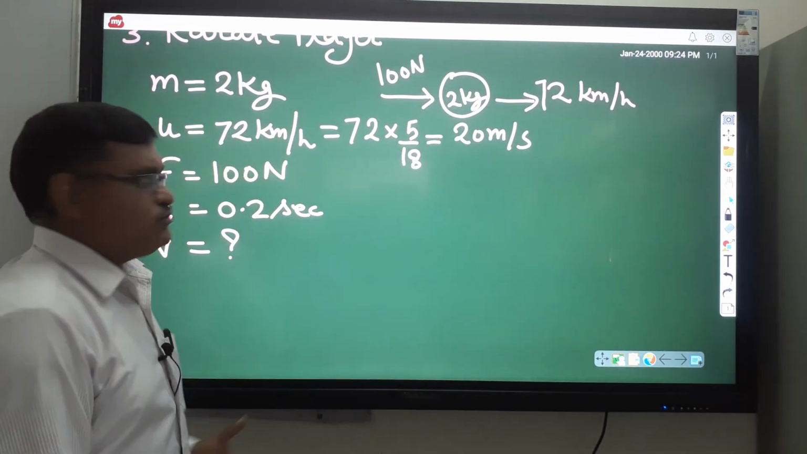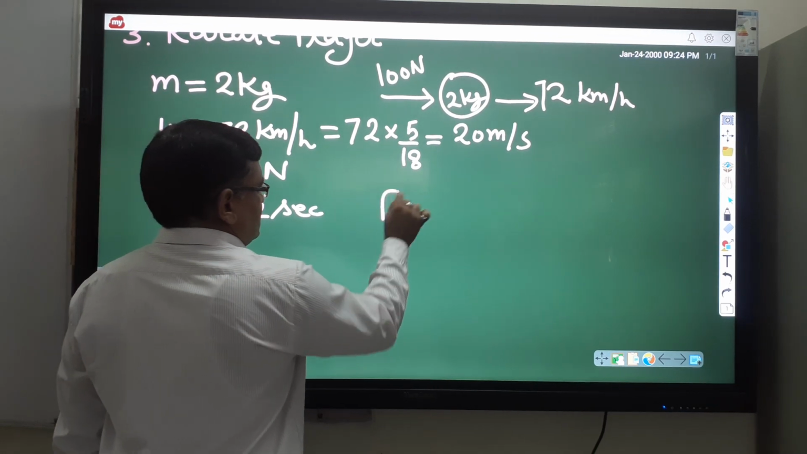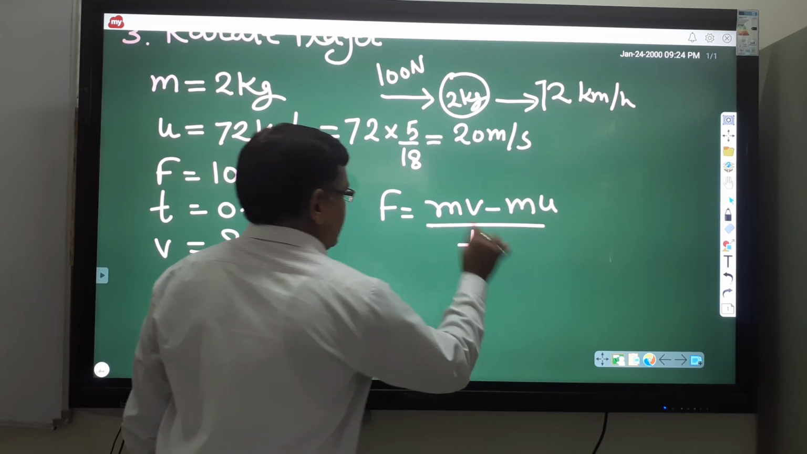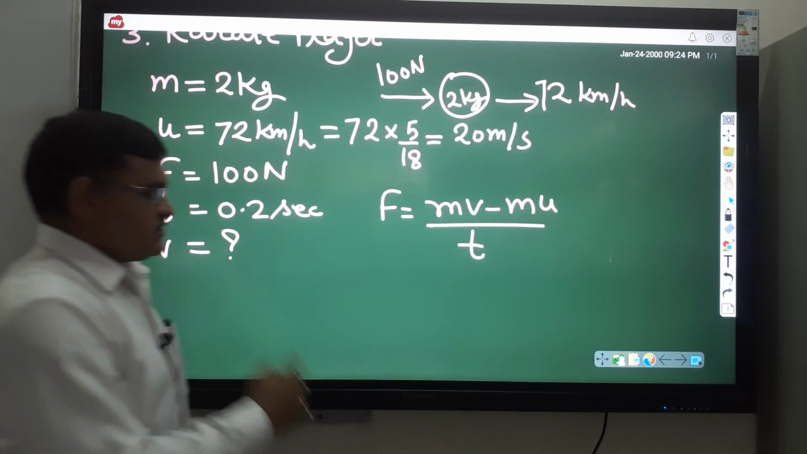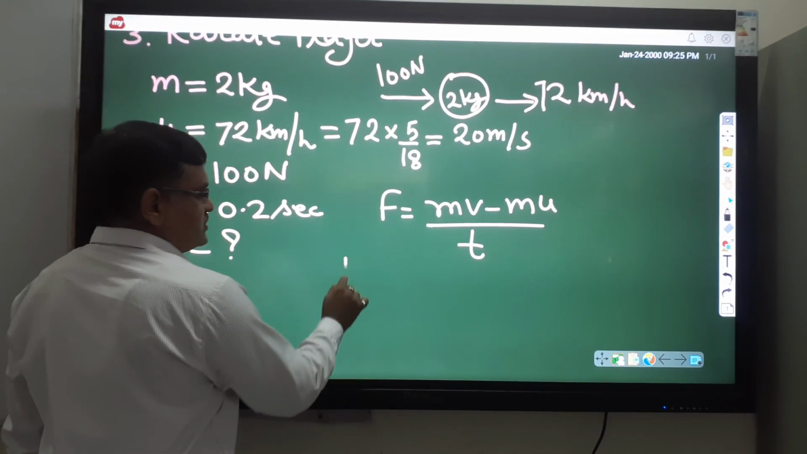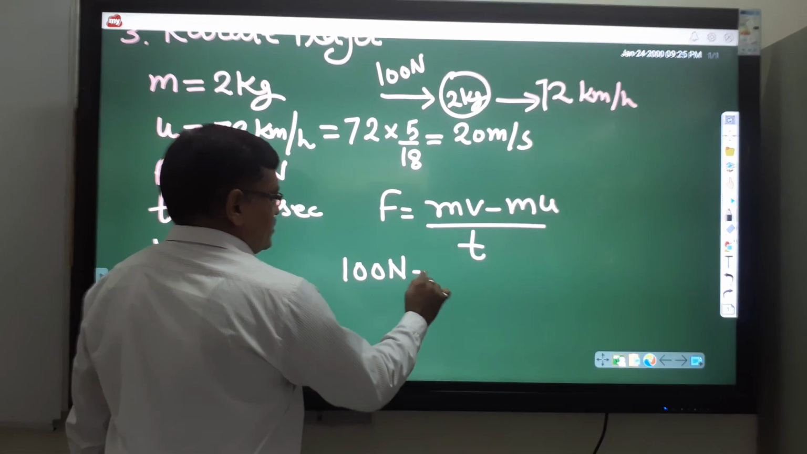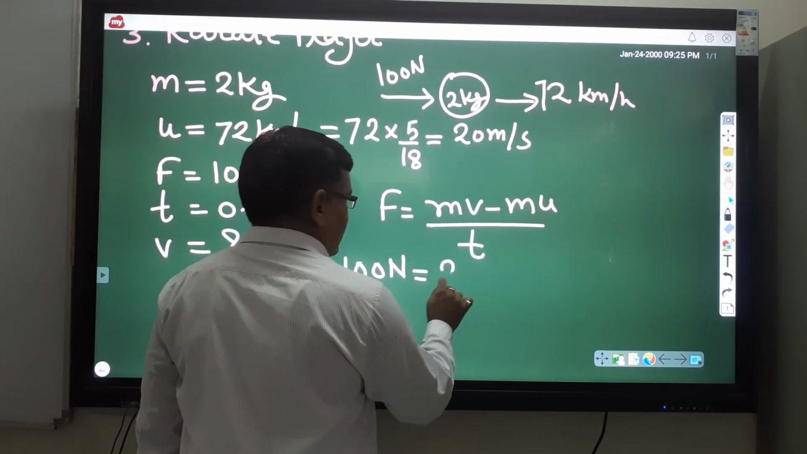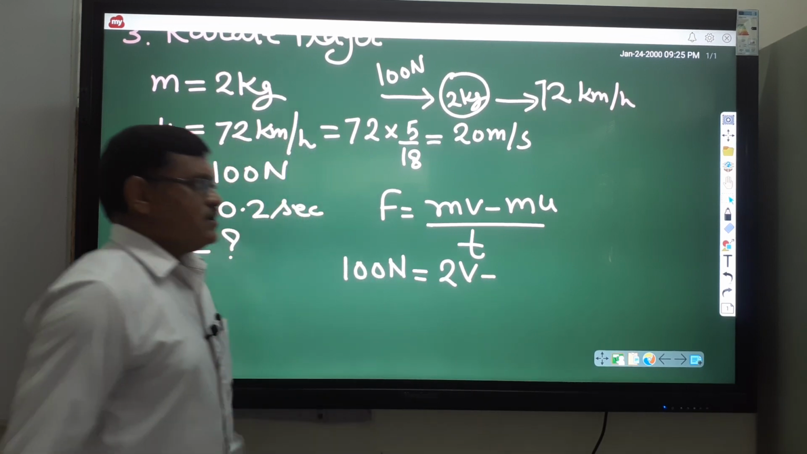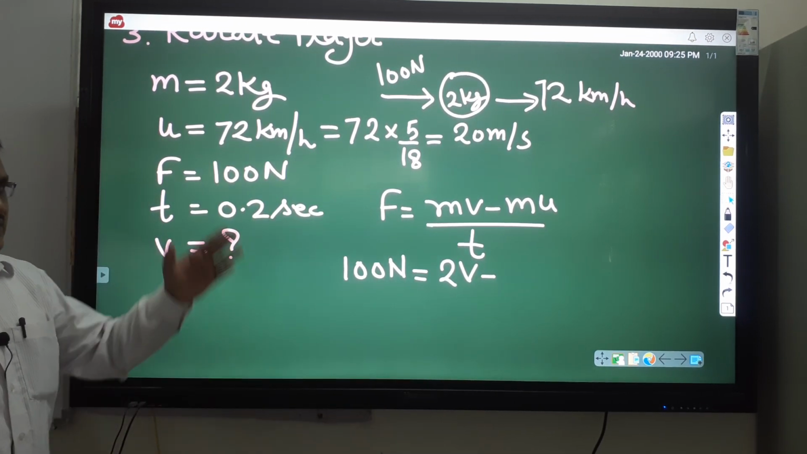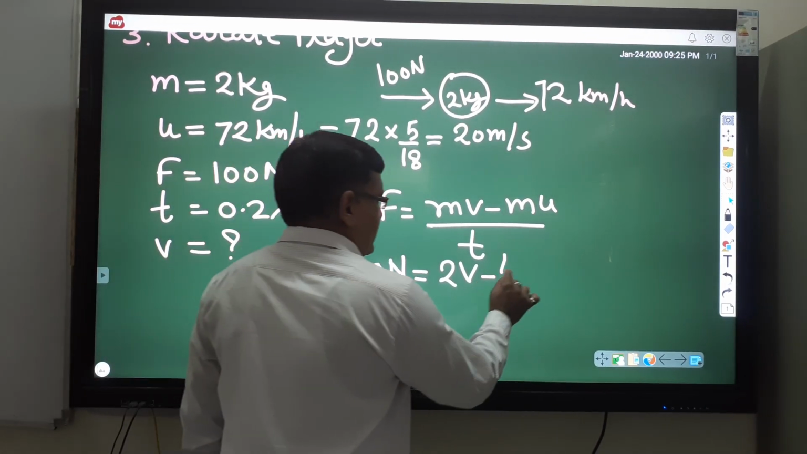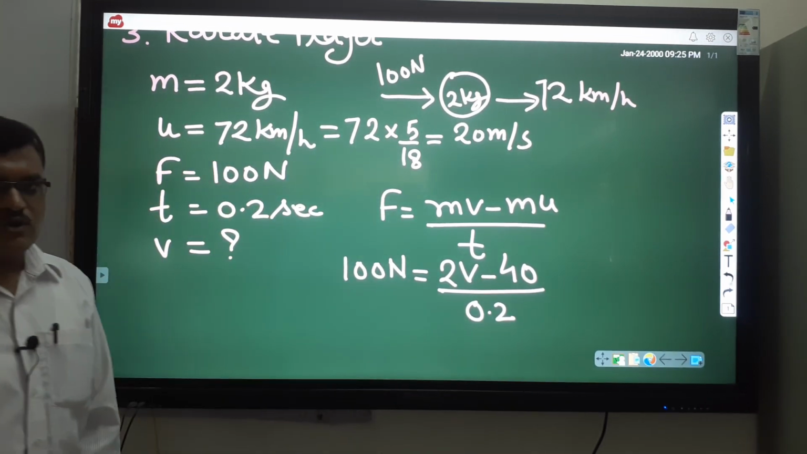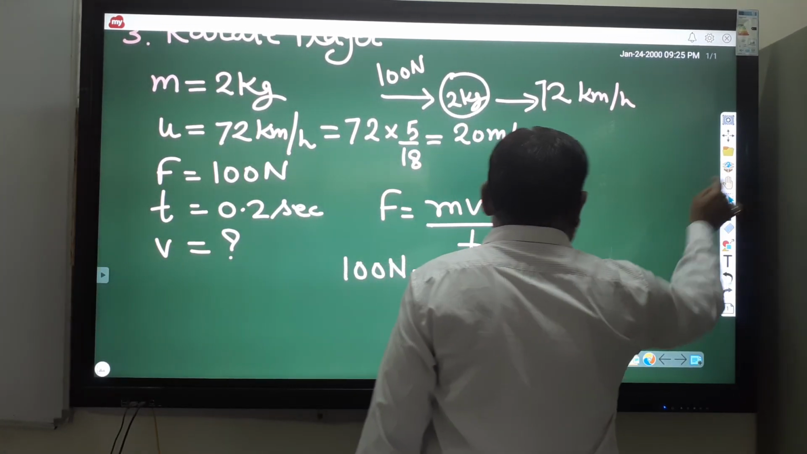So, let us find the velocity. You need to put all the given values in the formula. Our concerned formula is F equals mv minus mu divided by time. This is the formula that I am going to use. Value of force is 100 Newton. Value of mass is 2. Value of final velocity we do not know, so we write 2v minus, what is the mass of the object? 2 kg, and the initial velocity of the object is 20. So, we write 2v minus 40, divided by time 0.2 second.